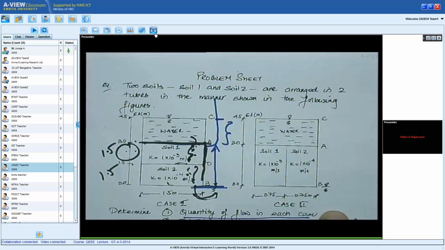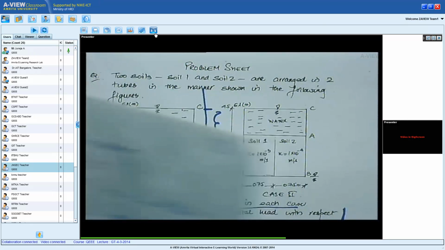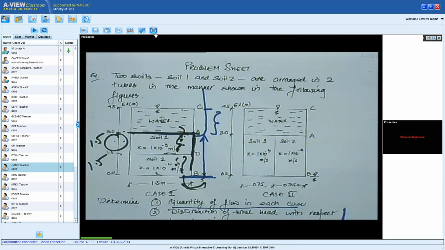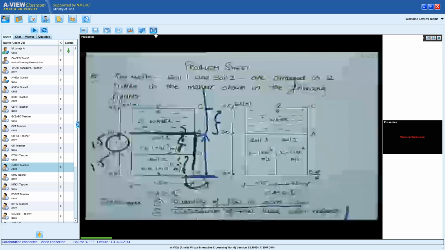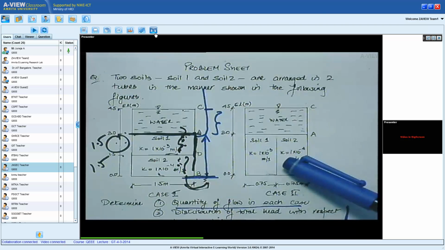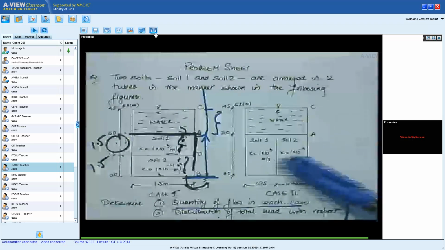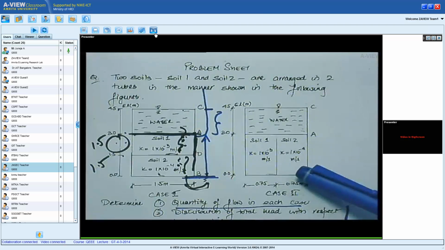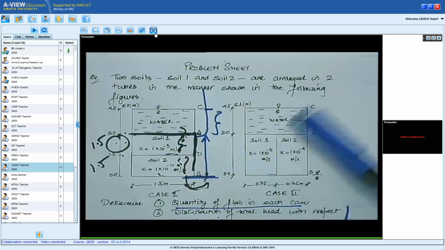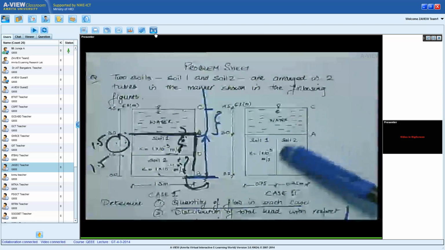Case 2 is the second figure over there. The two soil layers, soil 1 and 2, have the same properties as the previous one, meaning the soil permeability is the same. Soil 1 has 10 to the power minus 3 meter per second. Soil 2 has 10 to the power minus 4 meter per second. In this case, the flow occurs simultaneously through both the layers.